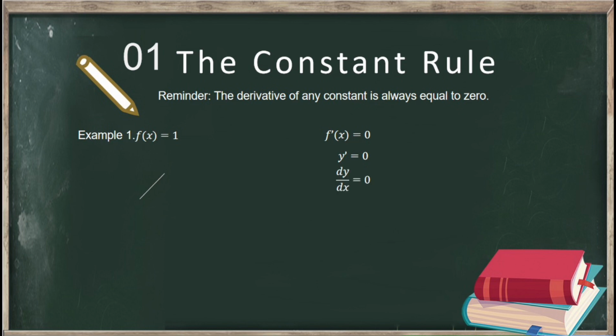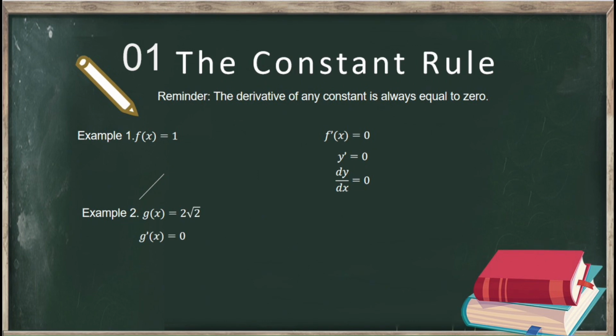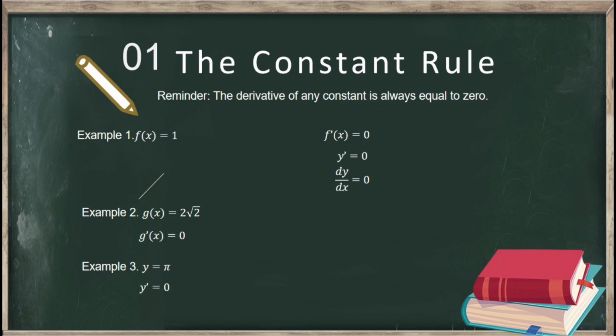But some books write it this way. Example number 2: 2 square root of 2. So it is constant, so ato ang g prime of x is 0. For the third example, we have y is equal to pi. So si pi nato is constant, so our derivative is 0.